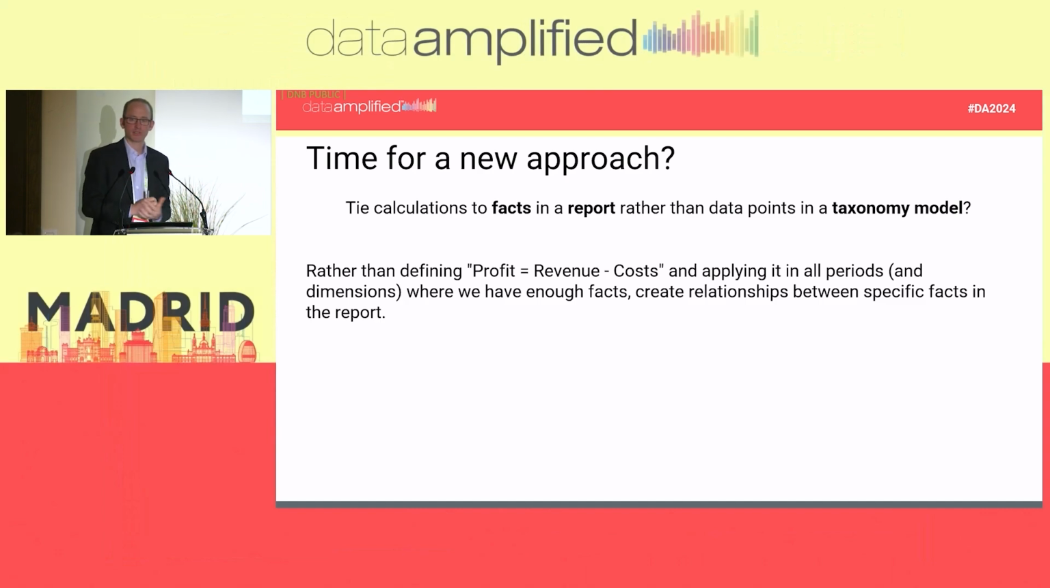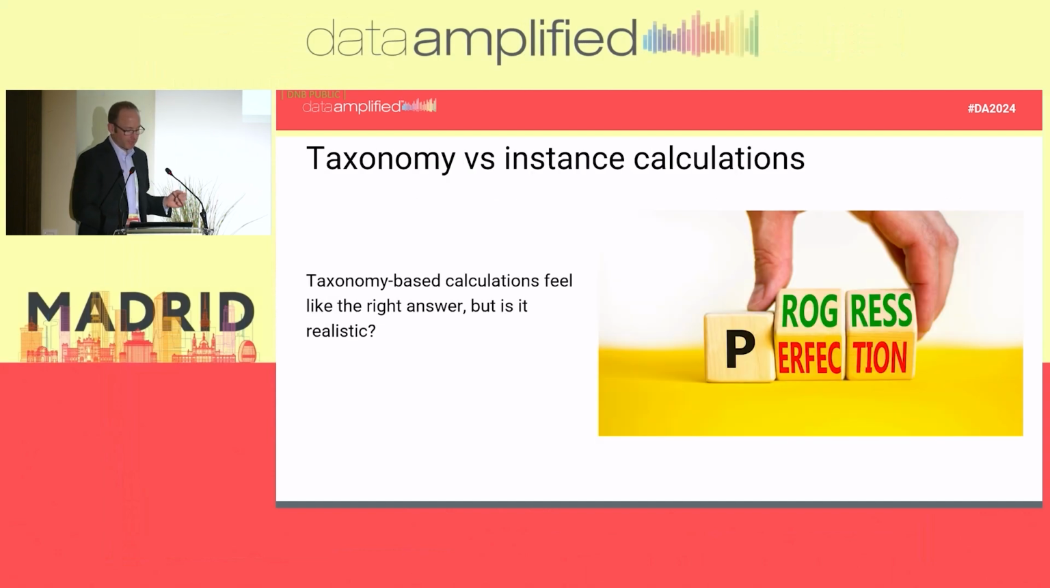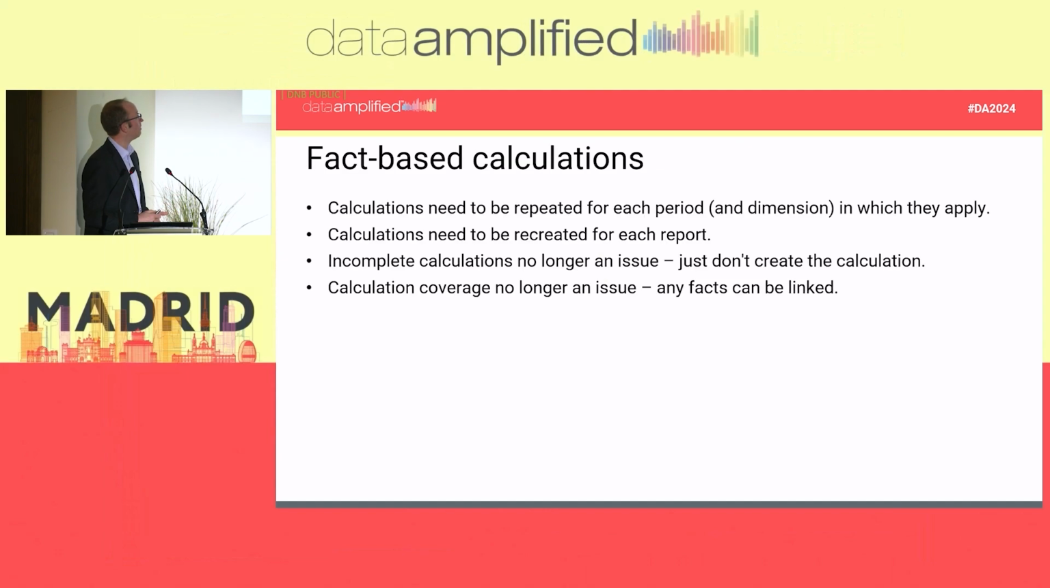And I think everyone in the room pretty much went, no, you can't do that, that's a ridiculous idea because, and actually we couldn't come up with any obvious fatal flaws with it. So we thought, well, let's raise it here, let's discuss it here. Let's delve into some of the details of this new fact-based approach of creating relationships in the report to relate figures with each other. So, taxonomy-based calculations always felt like the right way to do it, but perhaps it's not pragmatic.